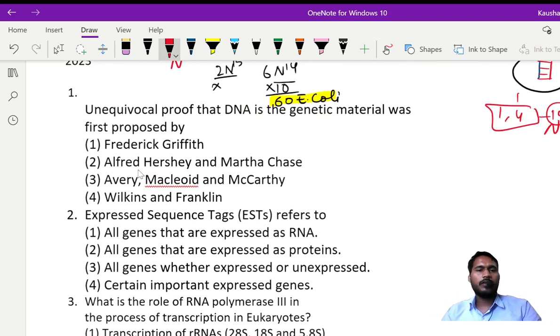Unequivocal proof of DNA as the genetic material, without any doubt and without any controversy, was first provided by Alfred Hershey and Chase experiment.